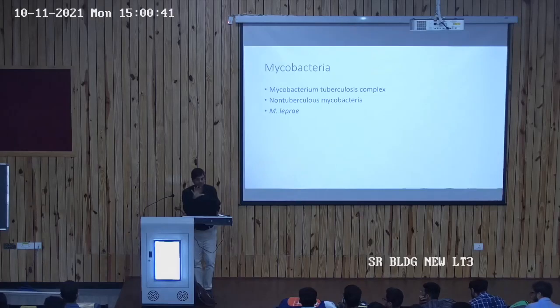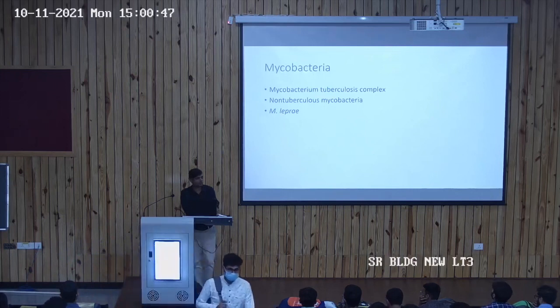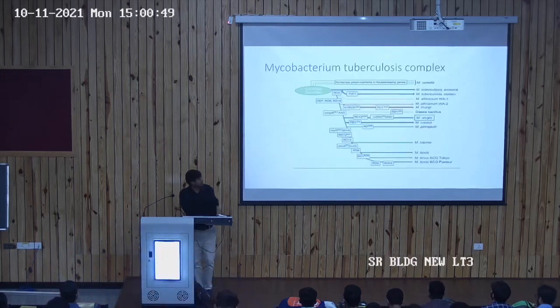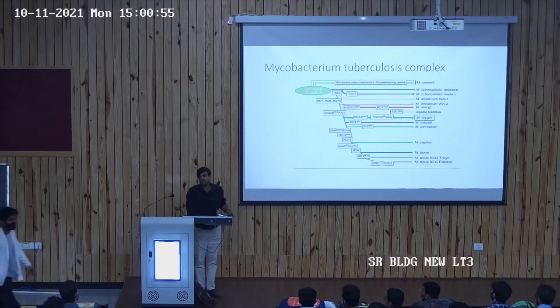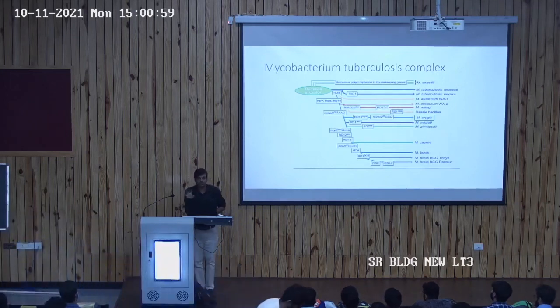They are broadly divided into three groups: Mycobacterium tuberculosis complex, non-tuberculous mycobacteria, and Mycobacterium leprae. So this all starts from a common ancestor, which is given in green, and after that there are so many variations that in today's time, even for vaccine development, each country has its own strain.